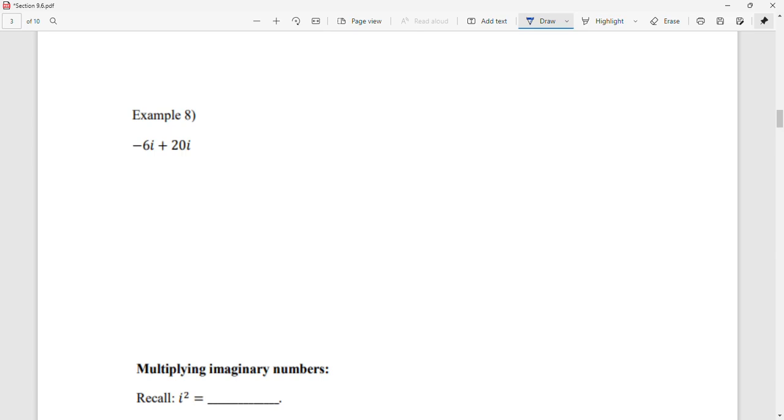In example 8, we'll just add the imaginary parts with the imaginary parts. Negative 6i plus 20i altogether is 14i. And that's the simplest we can make it. We'll have to stop there.